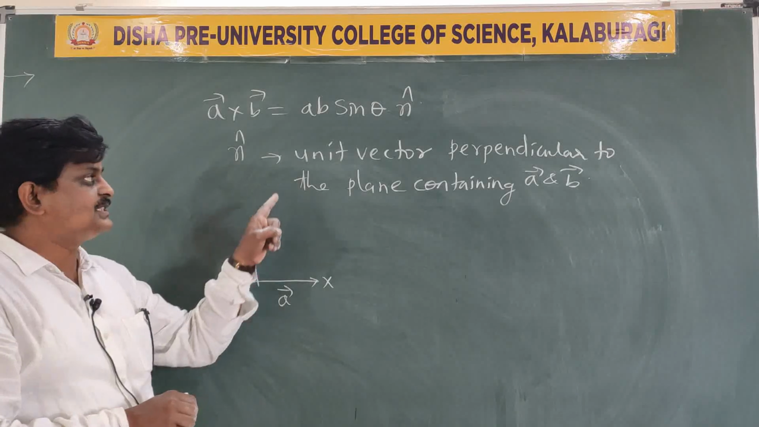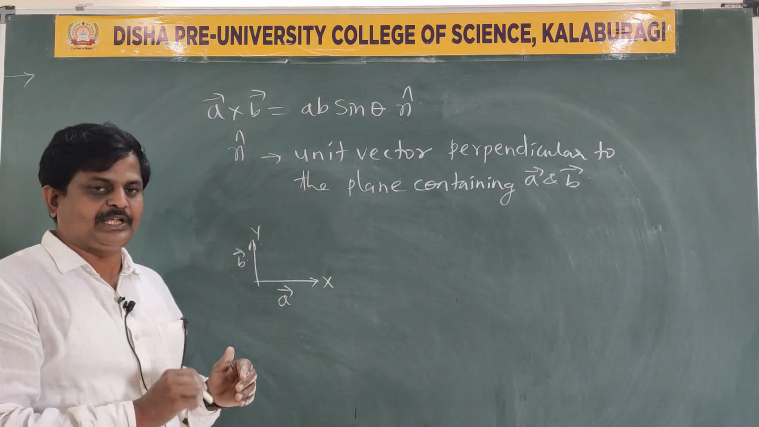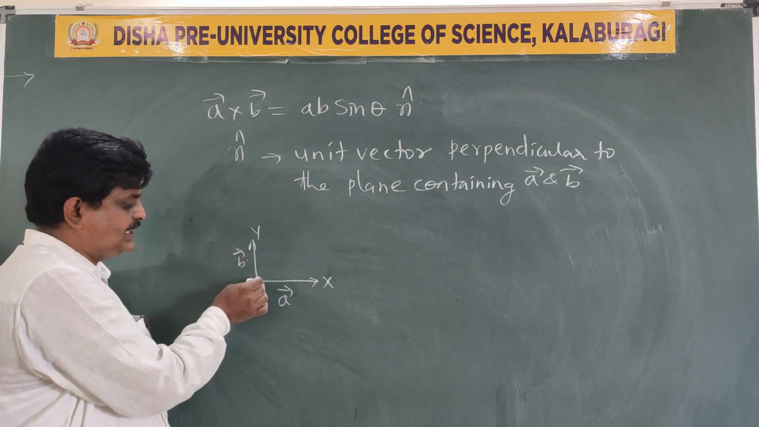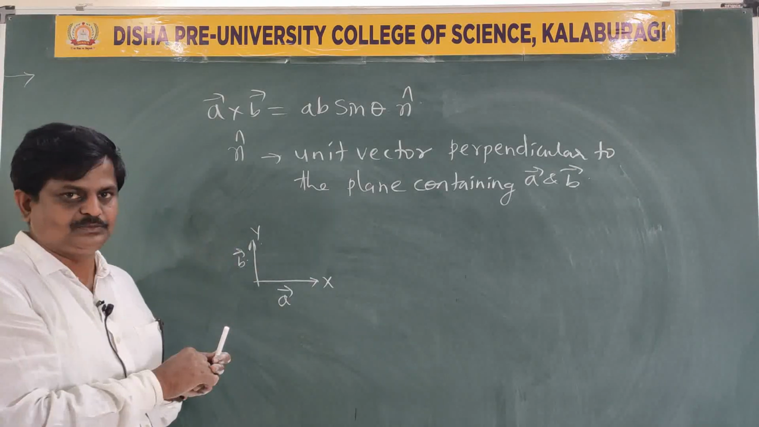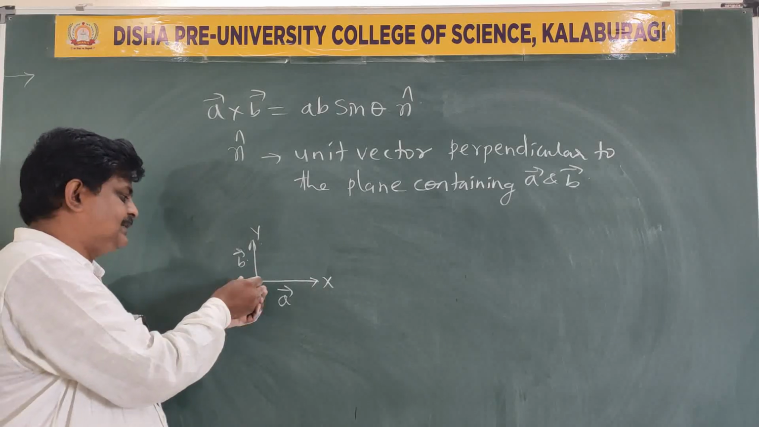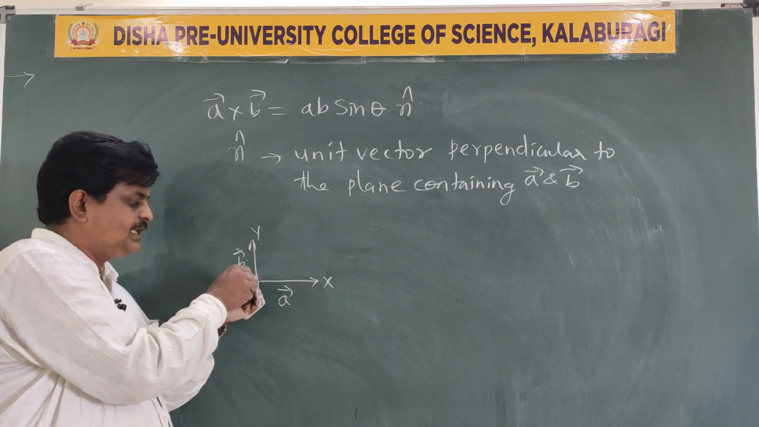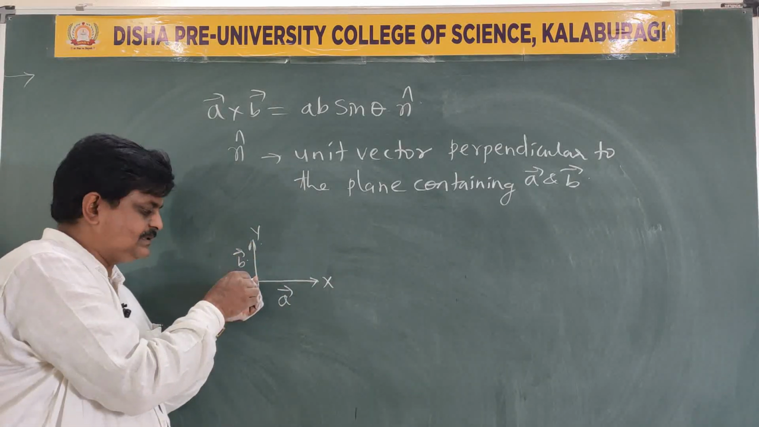Okay, where is the n cap? Means where would the product of these two vectors act? It is perpendicular over here. Like I have shown on the board, it is along the z-axis. It is the same as rotating a screw. If you rotate a screw from A to B, where is the direction? It is perpendicular to the plane.